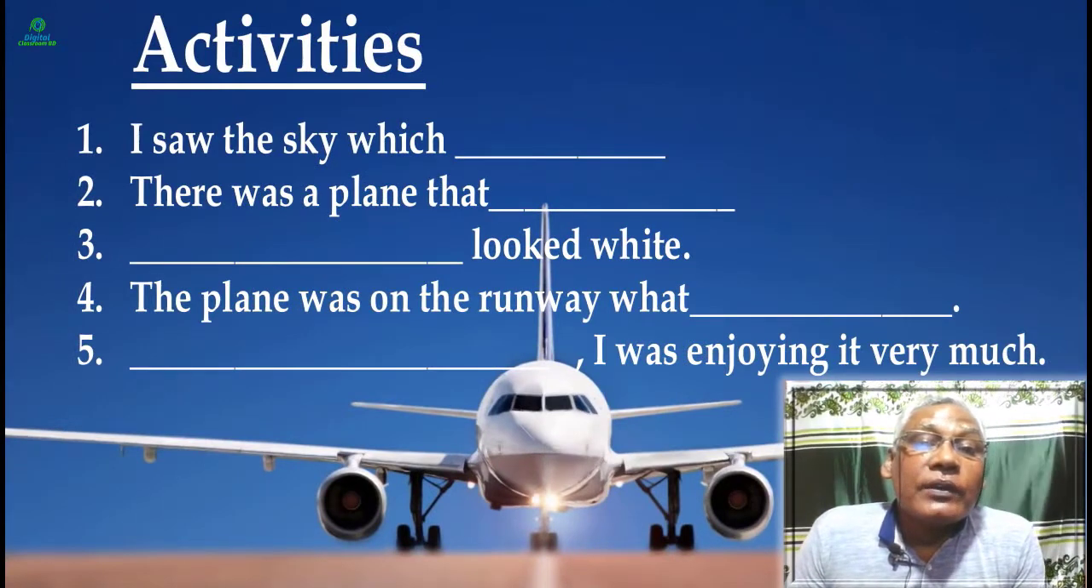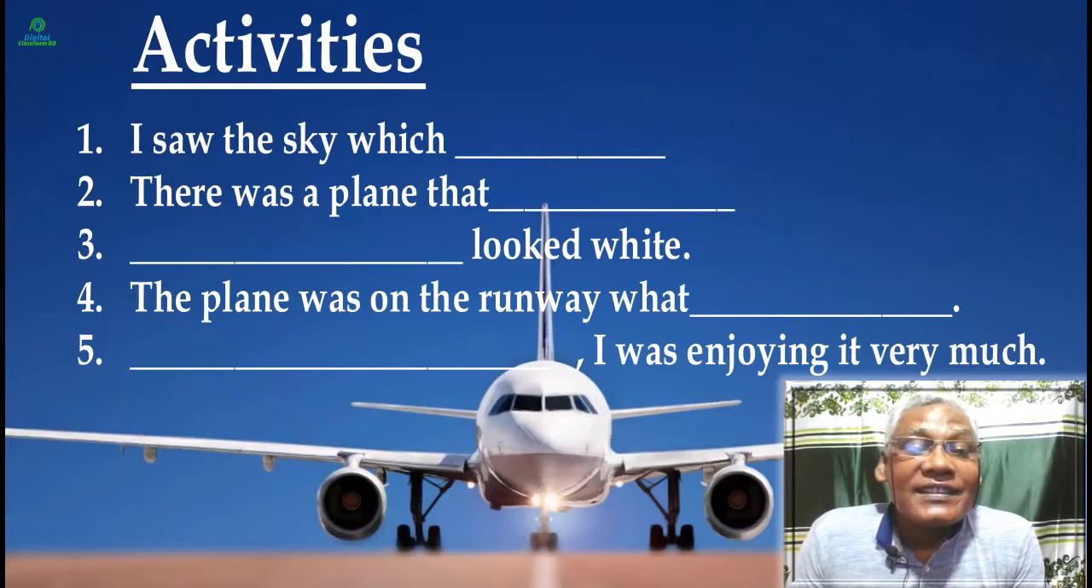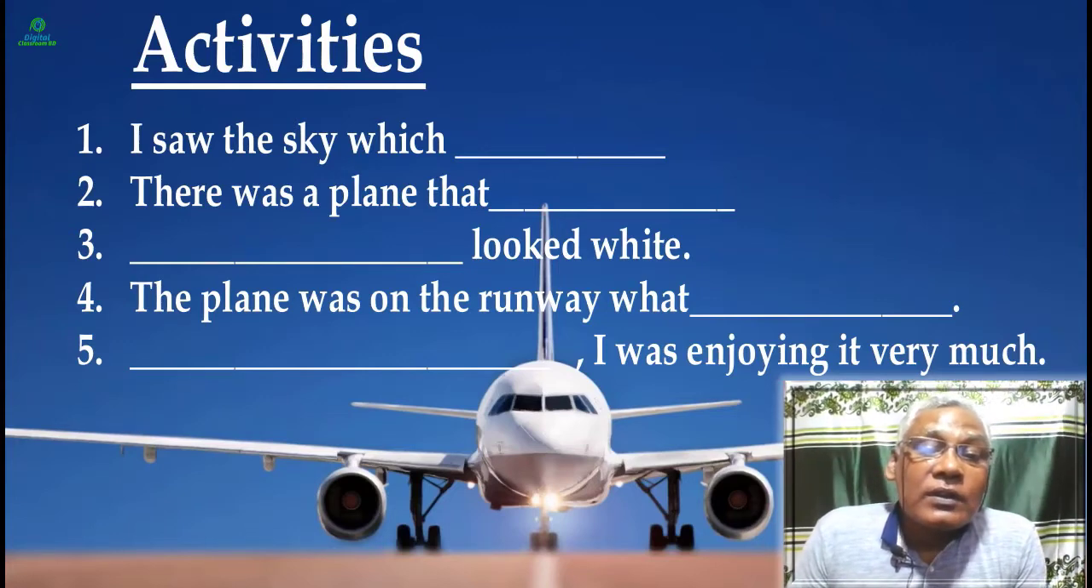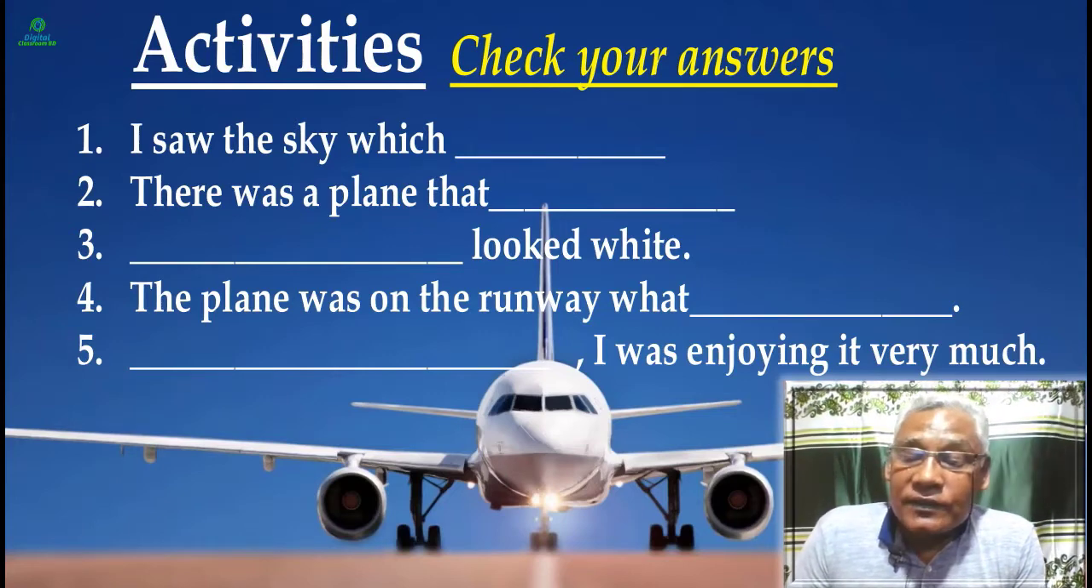Now you have to do it by yourself. Activities. Number 1. I saw the sky with ... Number 2. There was a plane that ... Number 3. ... looked white. Number 4. The plane was on the runway. What ... And number 5. ... I was enjoying it very much. Check your answers, please. What you have done. I think you have already completed. Now please check your answers.